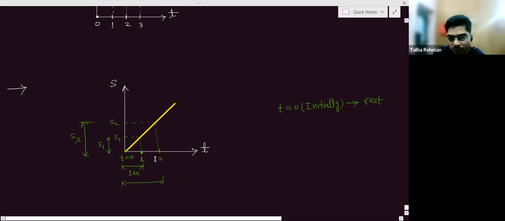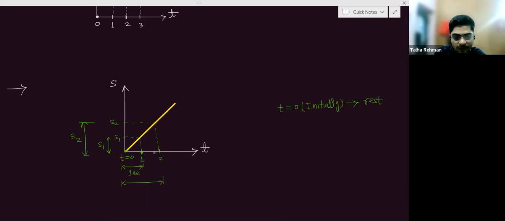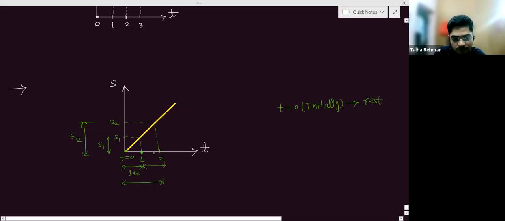This length will also be 1, because this is 2. So this will also be 1 second. So in 1 second, the body will again cover the displacement s2 minus s1. But this s2 minus s1 will be equal to s1.